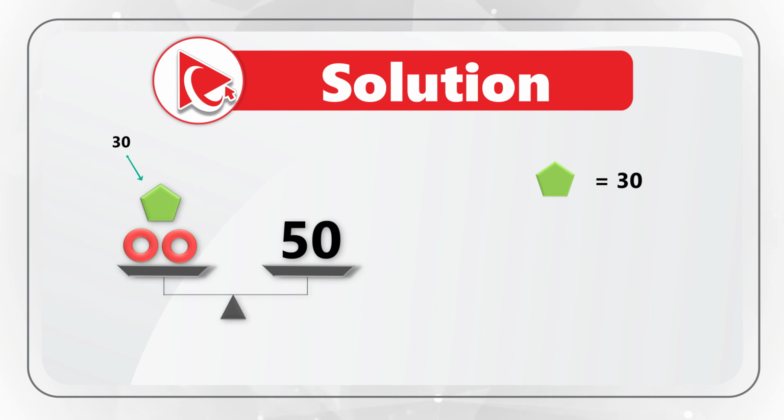All we need to do is divide the remainder of the calculations, 50 minus 30, which equals 20, by 2, because there are 2 bagels, and calculate the value of bagel, which is 10.